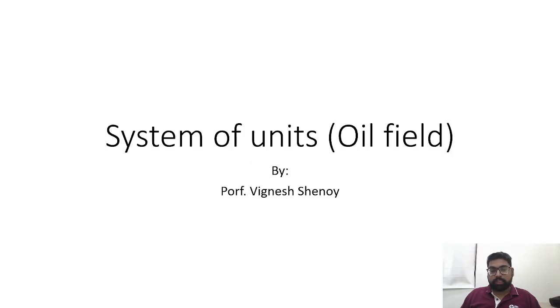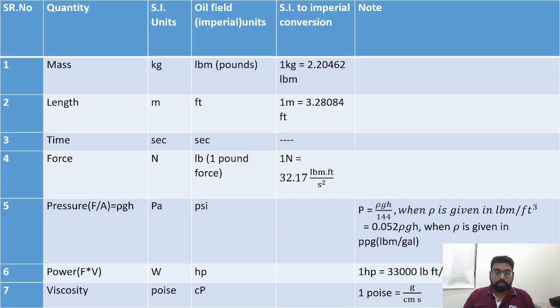So welcome to this next lecture where we will be discussing the different kinds of systems of units which are used in the oil field. Conventionally we are used to the MKS system, CGS system, SI system. But in the oil field we use a different system. We call it the imperial system or oil field system.